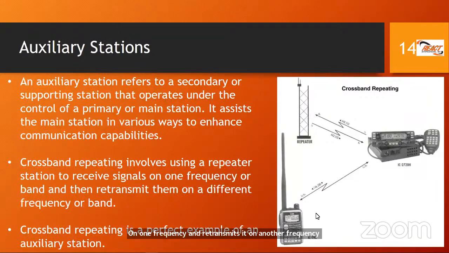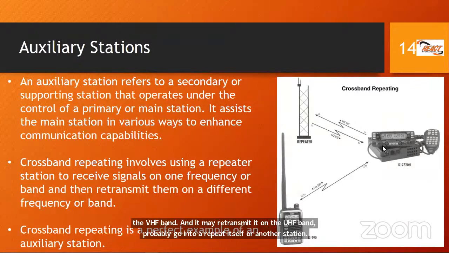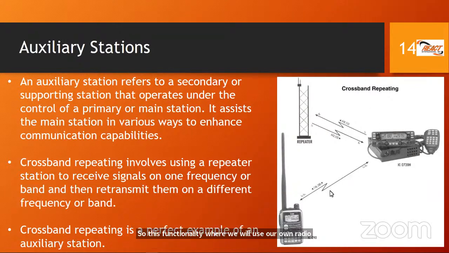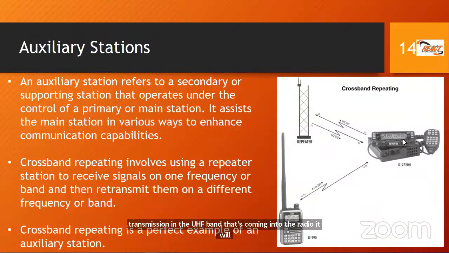So we may transmit from our radio to the other radio on the VHF band, and it may retransmit it on the UHF band, probably going to a repeater itself or another station. So this functionality where we will use our own radio, maybe at our home location, or it could be mobile, and it receives a transmission on the VHF band and retransmits it on the UHF band, and vice versa. When there's a transmission on the UHF band coming into the radio, it will retransmit it on the VHF band. That is called crossband repeat.